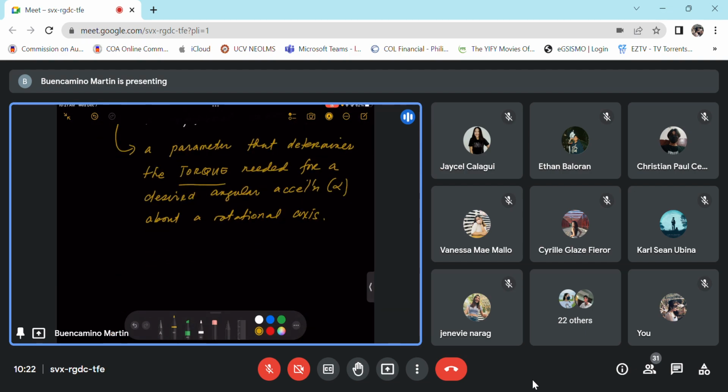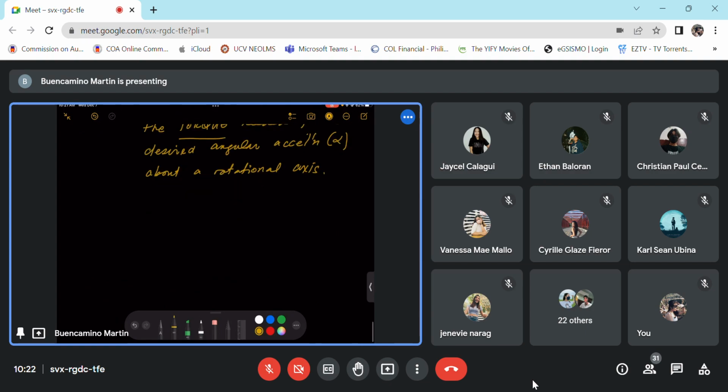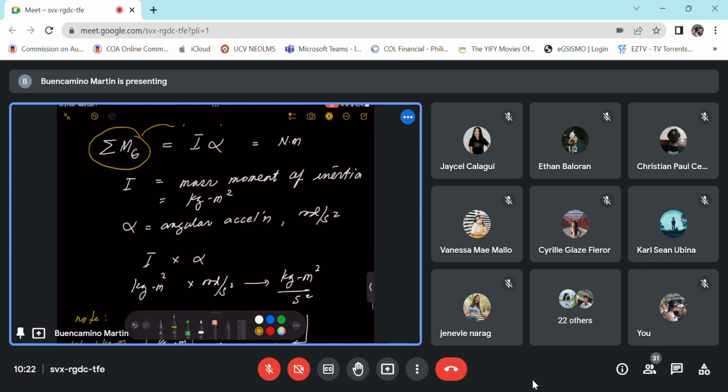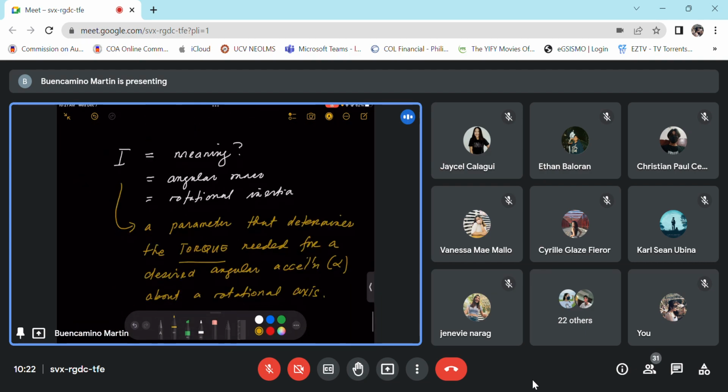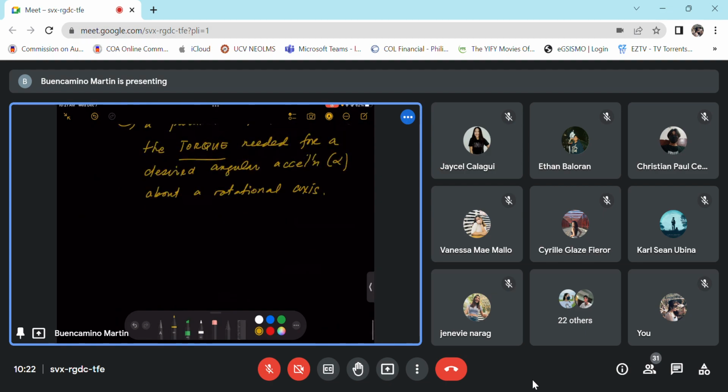Now, paano ba kasi ito? Ano bang itutulong ng mass moment of inertia na ito, or itong tinatawag nating angular mass? This is analogous to summation of forces is equal to mass times acceleration. No? Kung titignan natin yung dalawang equation na yan, summation of moment is equal to I alpha.